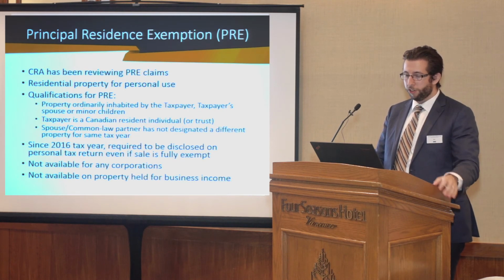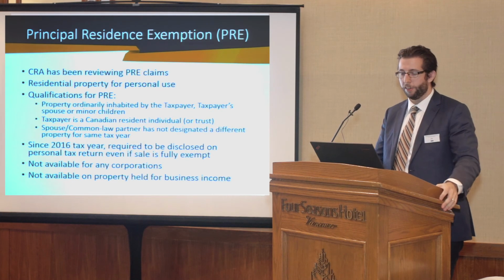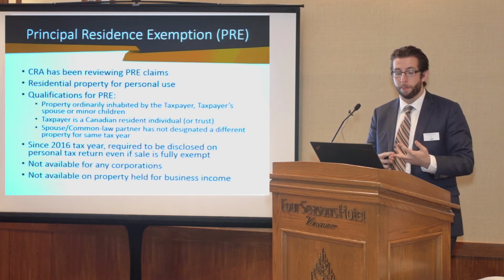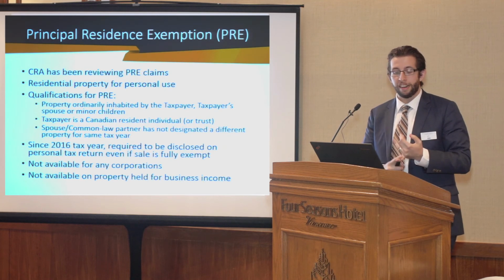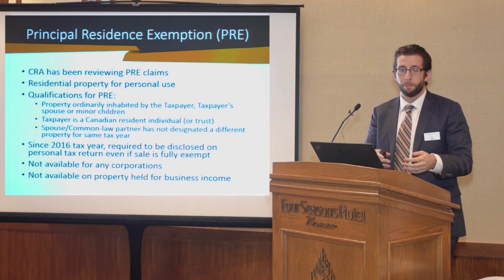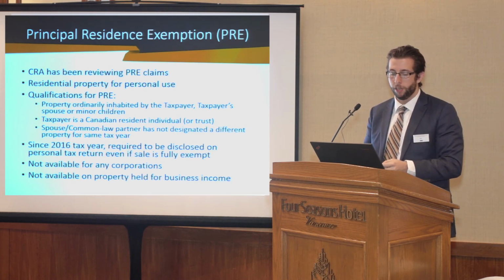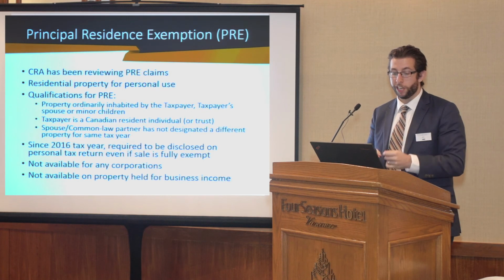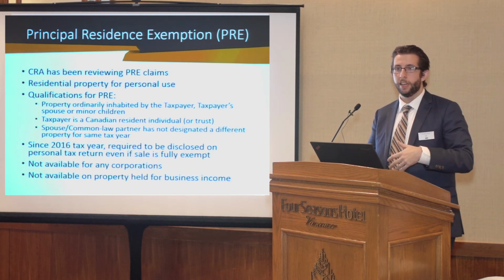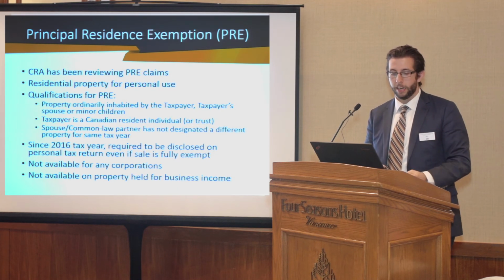Now, the qualifications for the principal residence exemption are these 3 listed here. So this property needs to be ordinarily inhabited by the taxpayer, their spouse, or minor children. The taxpayer has to be a Canadian resident for tax purposes in that year that they're assigning the principal residence exemption to a particular property. And the spouse or common law partner has not designated a different property for the same tax year.